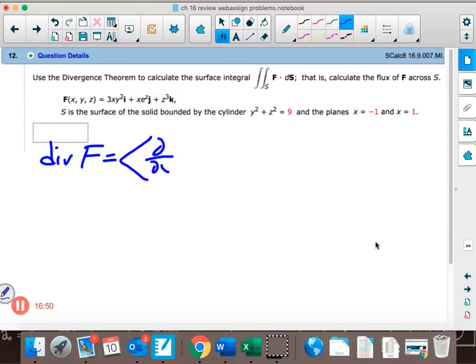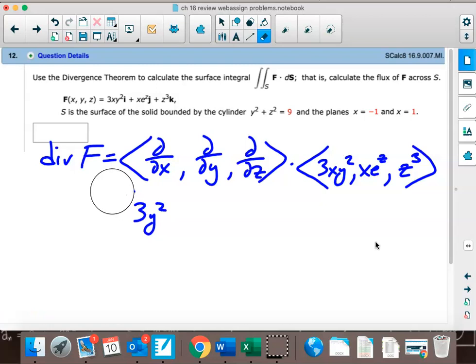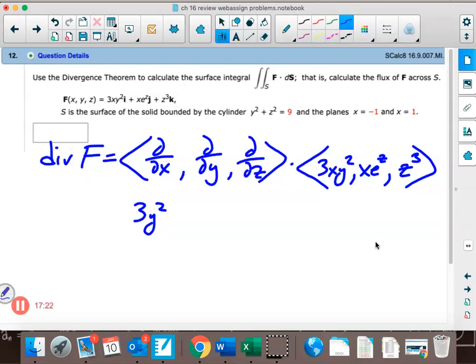When you're doing divergence, divergence is just the dot product of the partials. So d dx, d dy, d dz dot with f, 3xy squared xe to the z. All right, so my divergence was 3y squared. Oh, whoops, dot product. It's not a vector, it's a scalar. Plus 0 plus 3z squared.